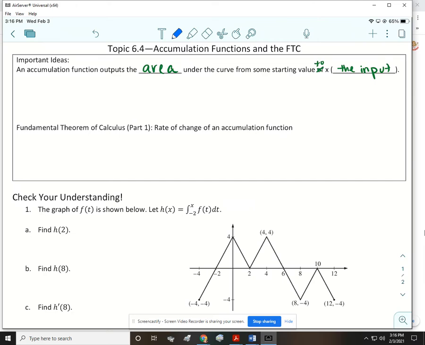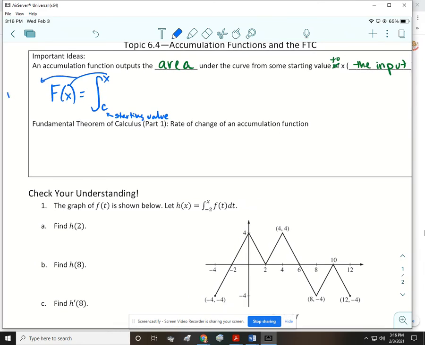So, a lot of times, accumulation functions are represented by capital F of x. So we have the integral from c to x, where c is the starting value. It will be some kind of constant. X is the same x as that, and they're both the independent variable. And then the integrand is going to be f of t dt, where f of t is the rate of accumulation. So it's kind of like when we were accumulating snow, but now we have all the calculus symbols in it.